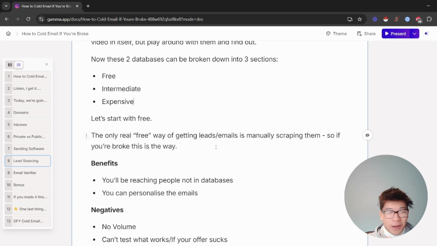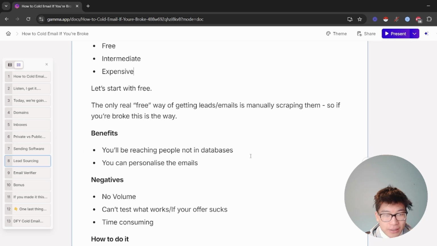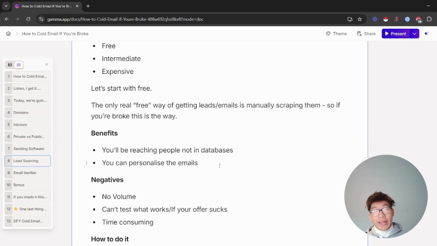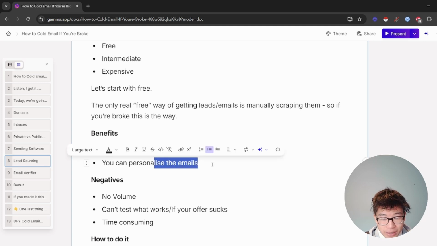Google Maps and Data Scraper combination. So the benefit is you'll be reaching people not in databases, because it's physically impossible to have literally everyone in a database. I'm sorry, you can be incredible and you can do like 300 million, but it's impossible. You can then personalize the emails as well.